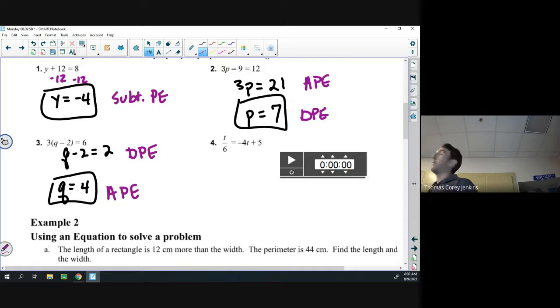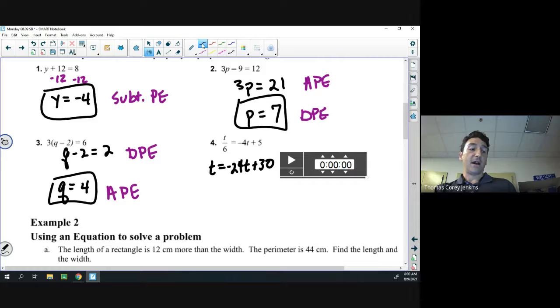I would say probably your best bet to start with, just as far as being efficient, would be to get rid of that denominator first. That's what I would do. So I would use the multiplication property of equality here and multiply both sides by 6. When I do, I get 6t over 6, which is t on the left side. And then on the other side, I have negative 24t plus 30. Now what I'm dealing with is a lot easier to deal with, okay?